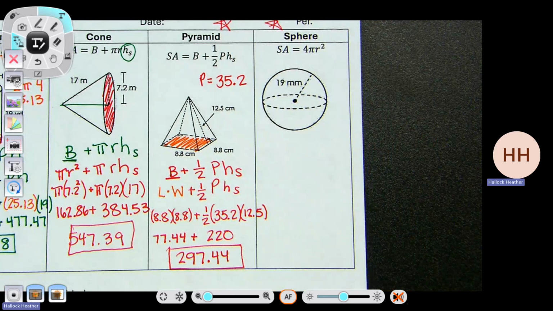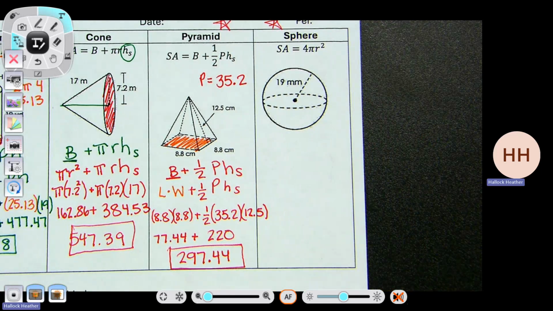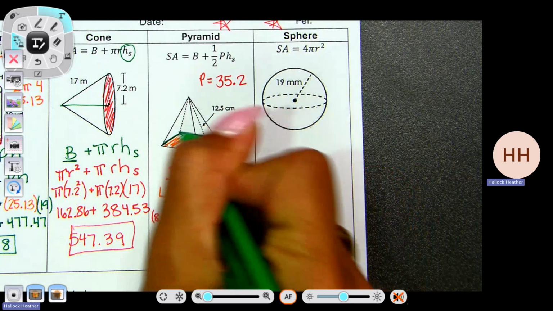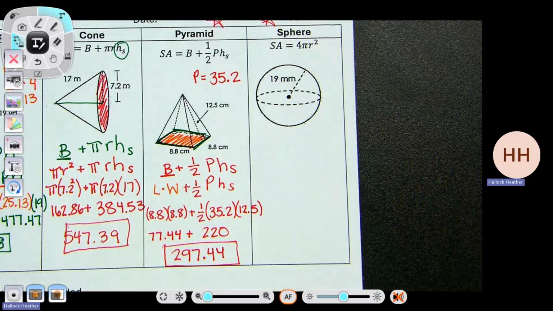Okay. Try the pyramid at the bottom. Try number 1. You got this. I believe in you. So the perimeter is the perimeter of the base. So you add up 8.8 four times because it's a square. So try your pyramid at the bottom. It's so weird. I see it two ways. It's messing with your eyeballs.